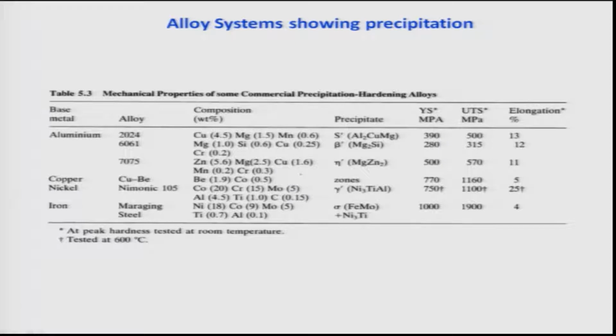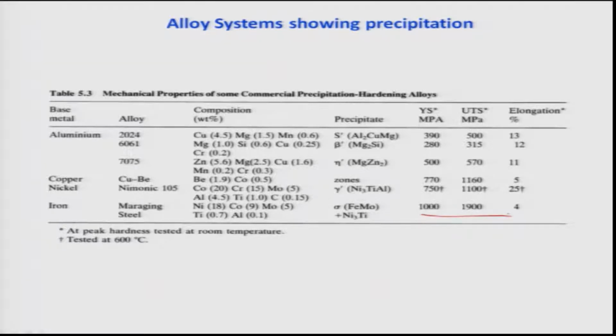And finally, iron carbon alloys, or something known as maraging steels. They have a huge amount of alloying elements: nickel, cobalt, molybdenum, titanium, aluminum. It forms both sigma and Ni3Ti. Sigma is a hard intermetallic, FeMo type or FeCr type, here it is FeMo, and Ni3Ti. Both these precipitates lead to a huge increase in the yield strength as well as UTS, which you can see in the table.